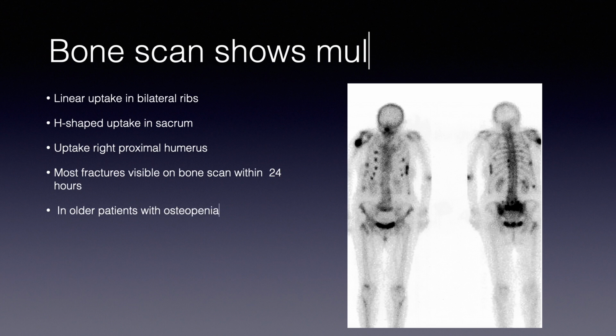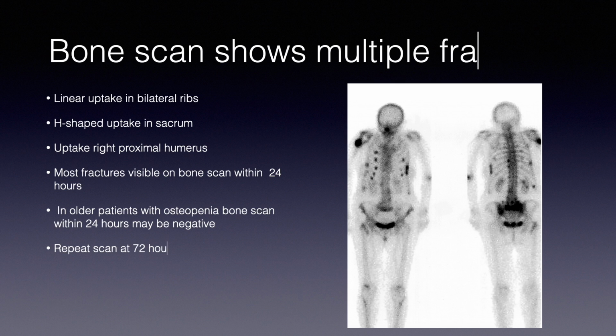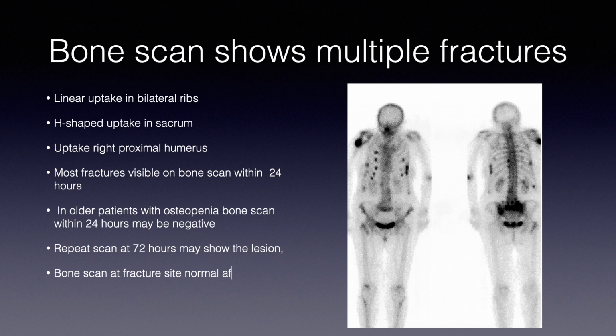In older patients with osteopenia, bone scan may be negative within the first 24 hours and may become positive at 72 hours. Bone scans usually turn negative after 6 months of trauma. However, they can remain positive up to 2 years.